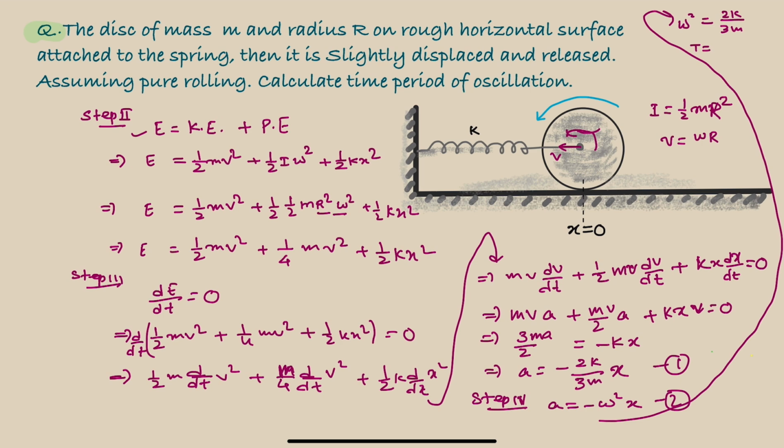So what will be T? T will be equal to 2 pi multiplied by square root of 3m by 2k. Okay, that will be the answer. I hope this is clear. I think it is very much understood. Let's move to the next question.